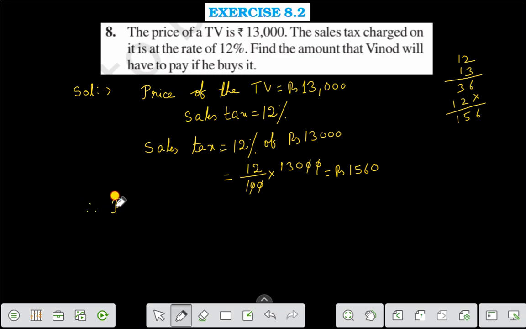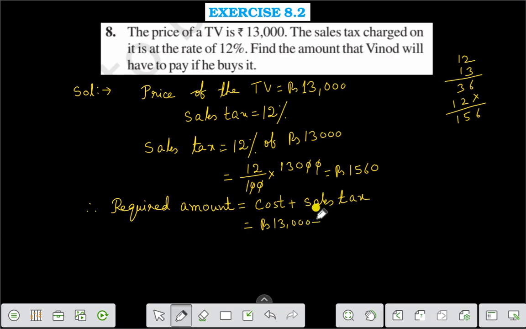Therefore, the required amount is equal to cost or price plus sales tax. That means the cost is rupees 13,000 plus sales tax is rupees 1560.